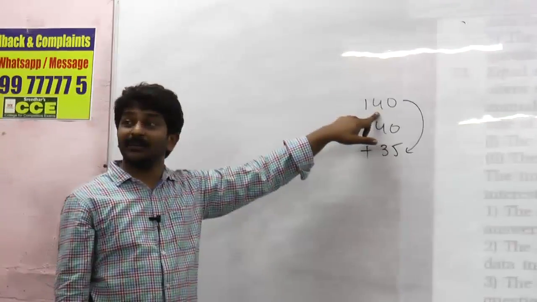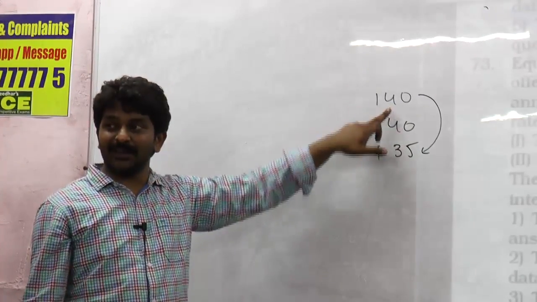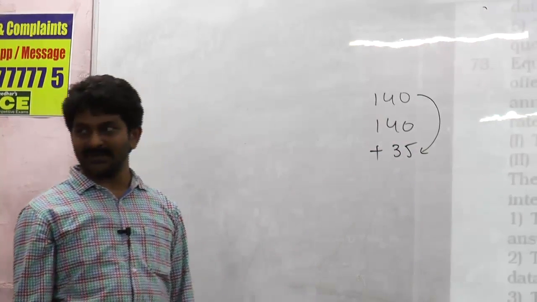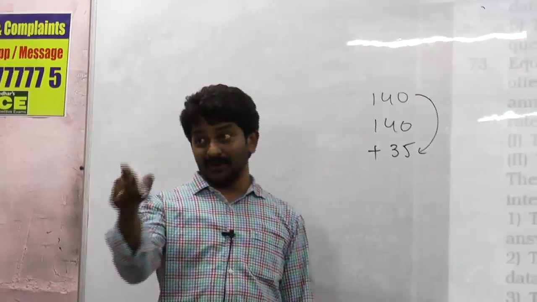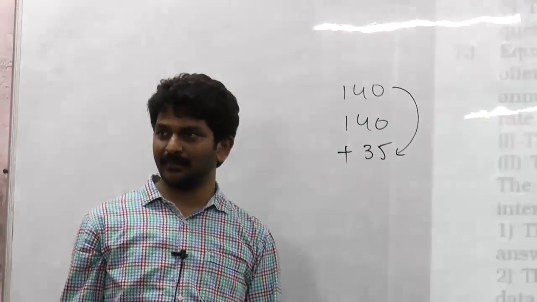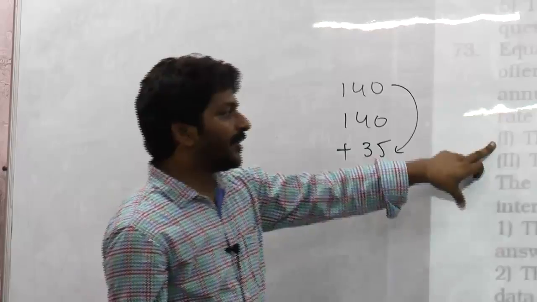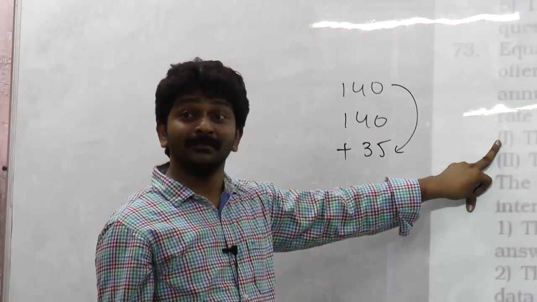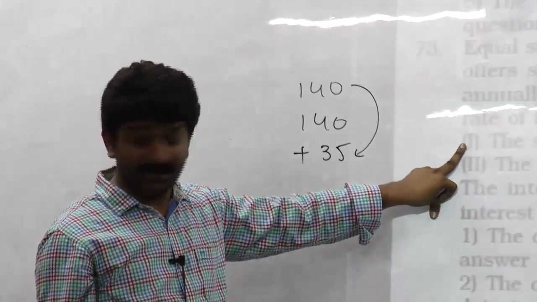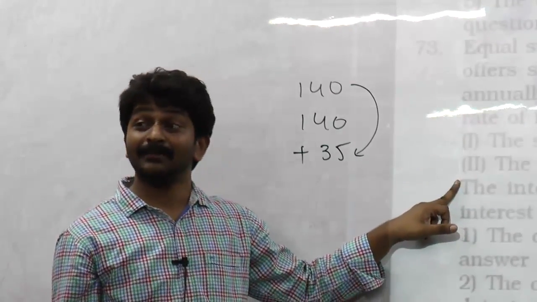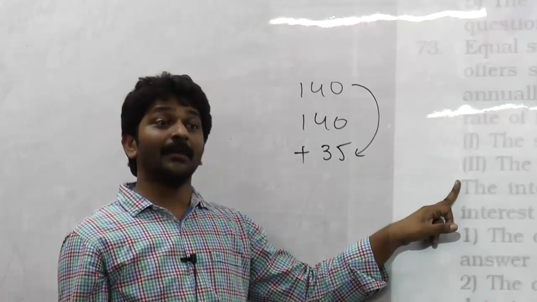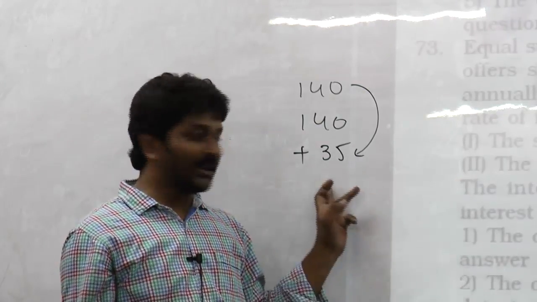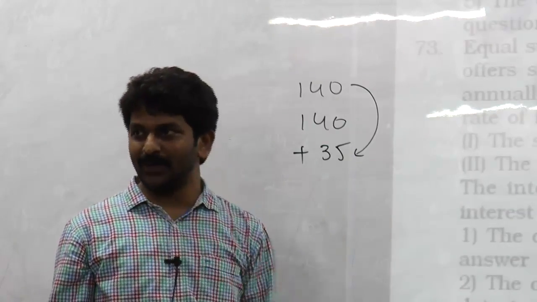25% of that number? What is rate of interest? 25%. Is that 25% for 1 year or 2 years? In first option, what is our rate of interest per annum? 12.5%. And here, rate of interest per annum, 25. Is that 25% per year or for 2 years?